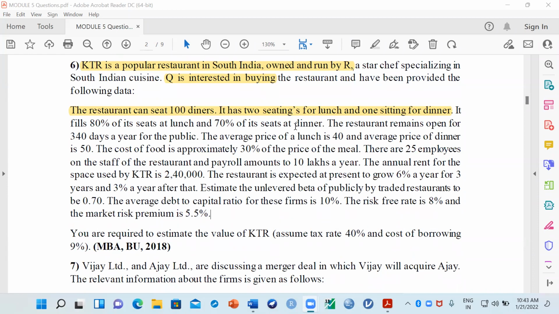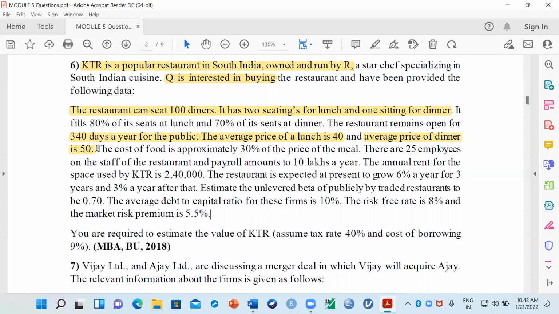The restaurant remains open for 340 days for the public. Out of 365 days in a year, 340 days the restaurant is open, right? The average price for lunch is 40 rupees and the average price for dinner is 50 rupees. This is the information they have given.